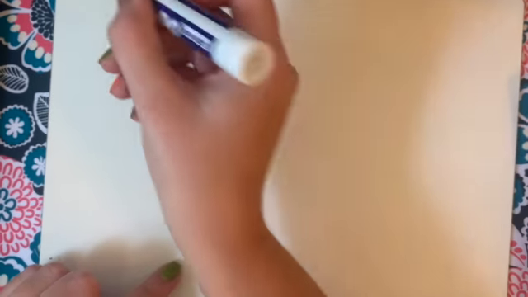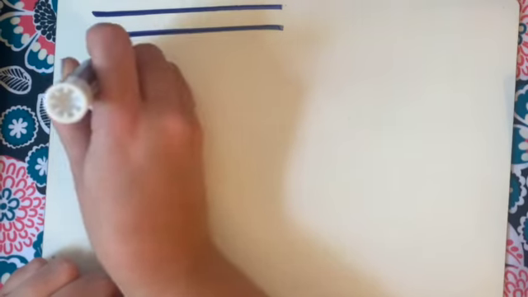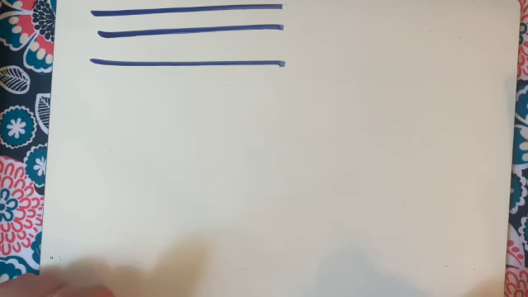Lines can be made in many different ways. We can make straight horizontal lines. That means from side to side. We can also make straight vertical lines. Those go up and down.